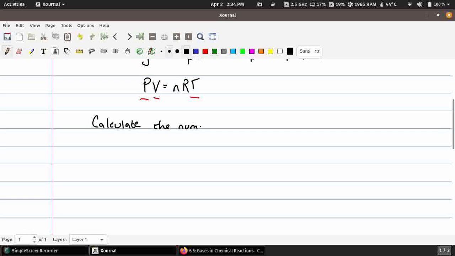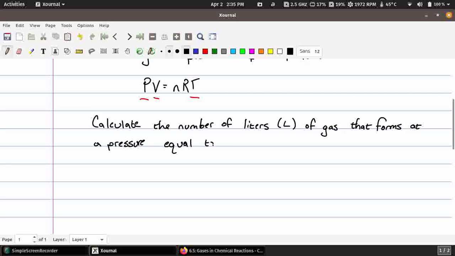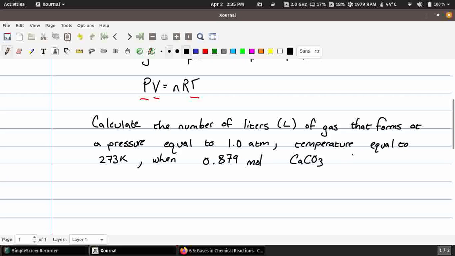Calculate the number of liters of gas that forms at a pressure equal to 1.0 atmospheres, temperature equal to 273 kelvins, or STP, when 0.879 moles of calcium carbonate undergoes this reaction.